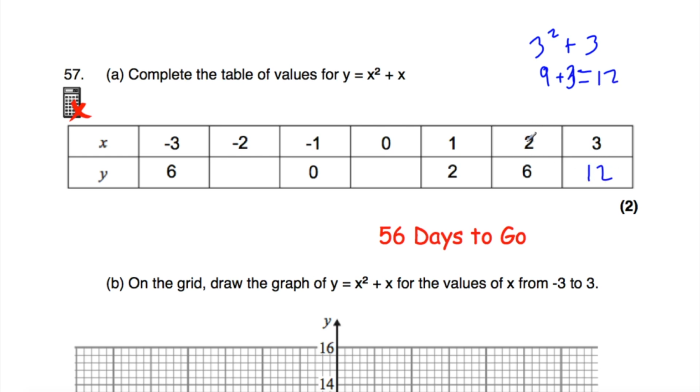We've then got 2. 2 squared is 4, plus 2 is 6. 1 squared is 1, plus 1 is 2. 0 squared plus 0 is equal to 0, so that's 0. And now if we have a look here, we've got 0 and 0. We've got 6 and 6, so this one here should be 2.